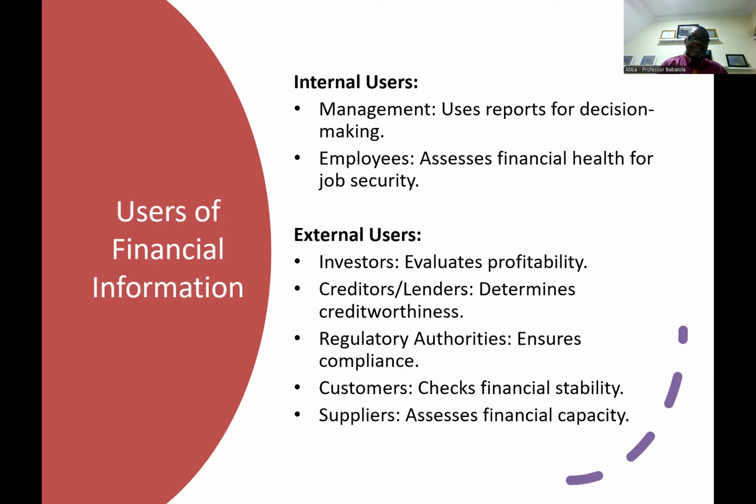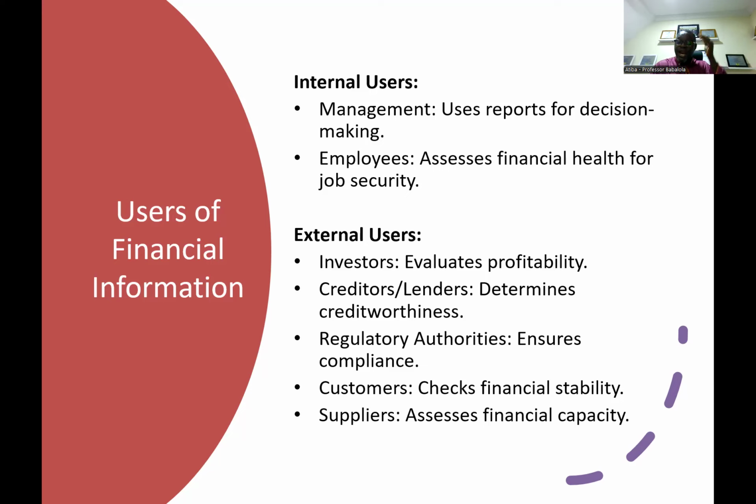Now we look at the external users, and here I listed five. One, investors. Investors are the people that bring in the money for the management to run. What do they look for in financial books? They use it to evaluate whether it's profitable: how much are we getting for every naira spent in this business? Two, our creditors, our lenders. It's also used to determine our creditworthiness. When you approach a bank, they want to see your books to know whether you will be able to pay.